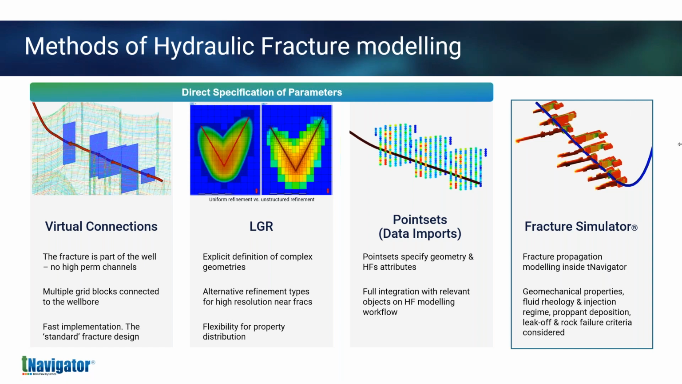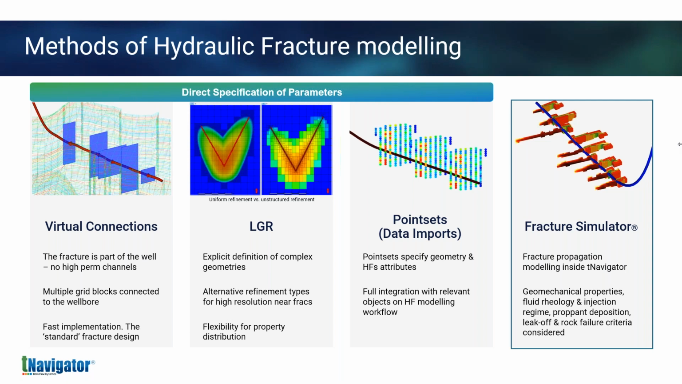Thanks for the introduction to geomechanics, and let me explain a bit on the methods that we have for hydraulic fracturing modeling in tNavigator. There are basically two main ways of modeling fractures in tNav, which are the virtual connections and the LGRs, local grid refinement. For virtual connections, you specify a fracture geometry, and from that geometry, tNav builds the connections to the model grid blocks this fracture communicates with. So you're basically integrating the fracture directly with the well. In a sense, the fracture becomes a part of your well when you're modeling it via the virtual connections.